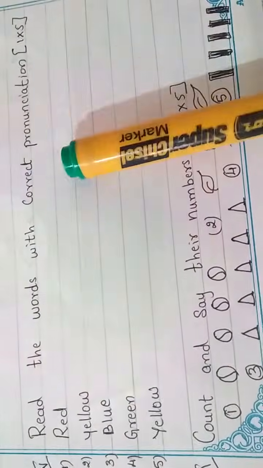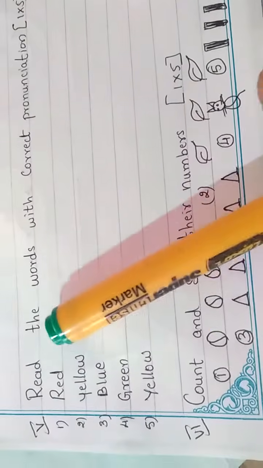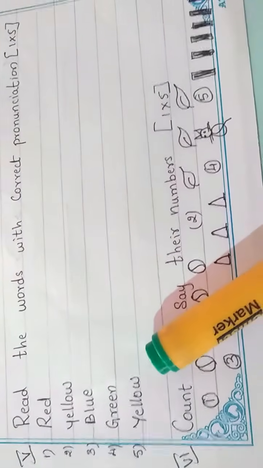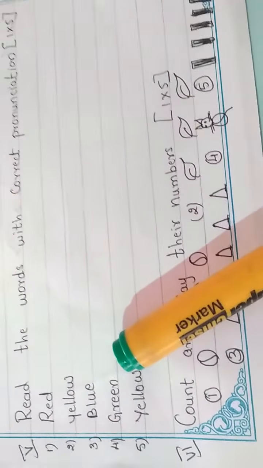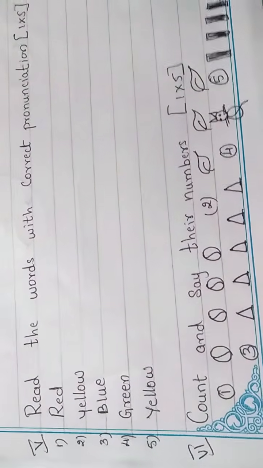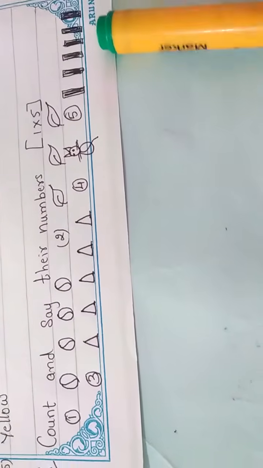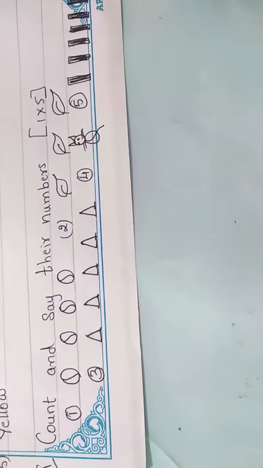Moving to the next question. Read the words with correct pronunciation. So this question carries 5 marks. Here we find 5 words. The child has to identify them and name them. Name the words. So this carries 5 marks. Next question. We are going to see how the child can count the objects in numbers. So this is for 5 marks. You can find the objects given down. The child has to count and give the numbers. So this question carries 5 marks.